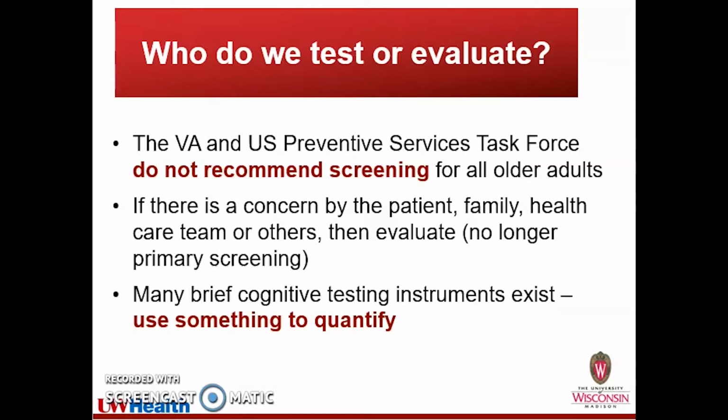When we interact with older adults, who do we evaluate? Do we consider everyone above a certain age, above 65, above 85? Well, the evidence from many resources and research studies suggests that to date, we should not do mass screening for all older adults above age X. In fact, the VA, as well as the U.S. Preventive Services Task Force, do not recommend such mass screening.